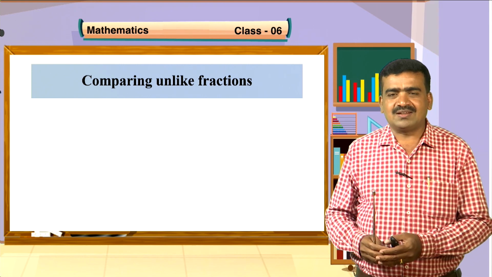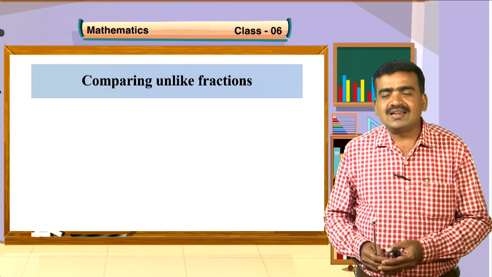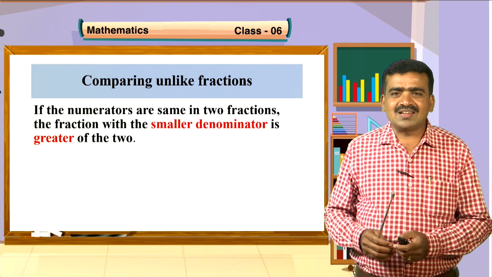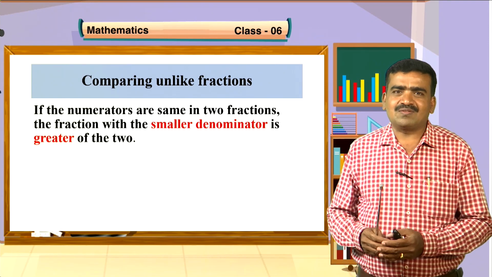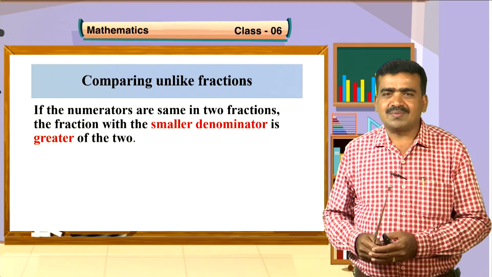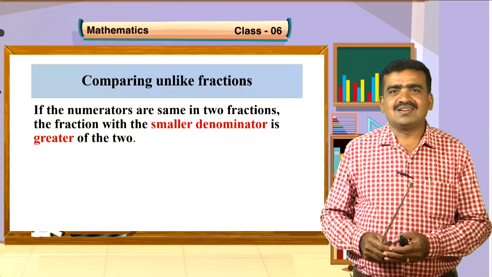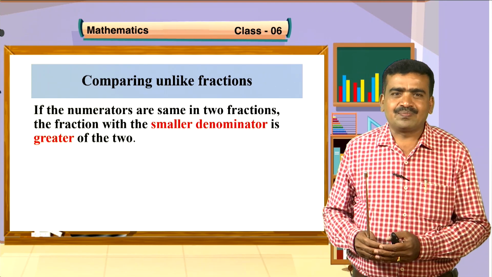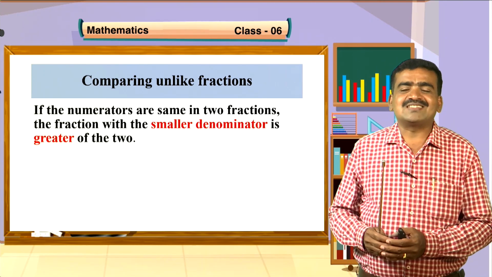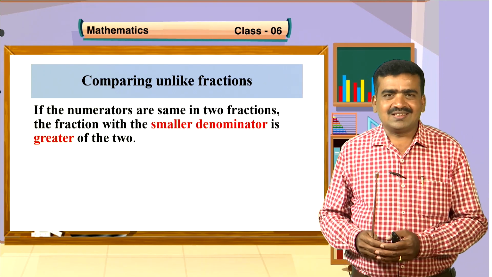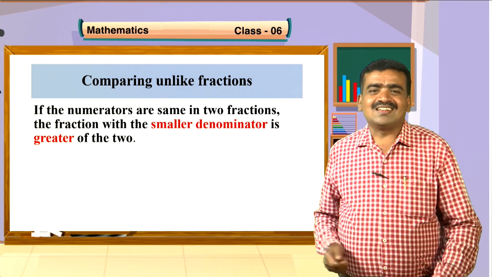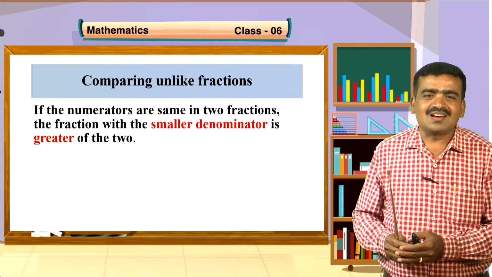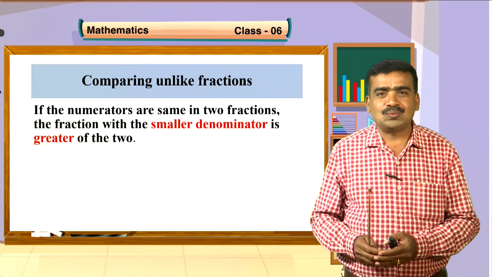Now, let us come to the comparing of unlike fractions. Diagrammatically we can compare easily, but to compare unlike fractions again we need a mathematical procedure or method. What is that? Let us learn. If the numerators are same in two fractions, here we are taking the same numerators, then the fraction with smaller denominator is greater of 2.